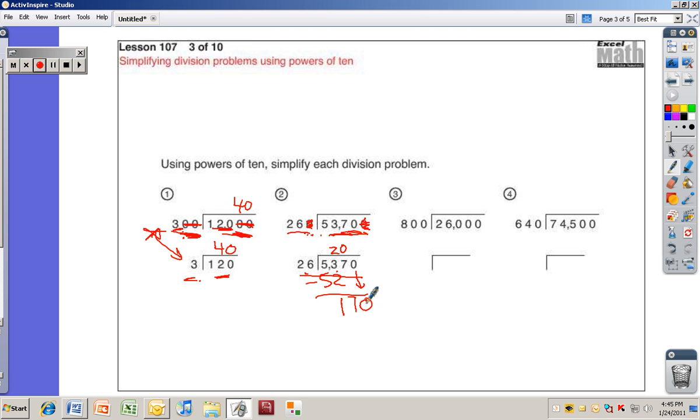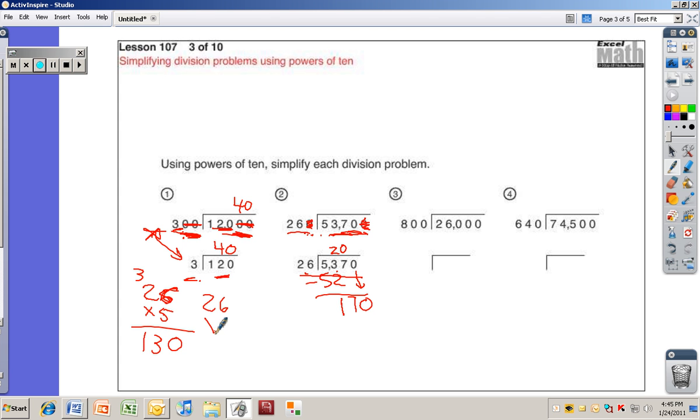How many times does 26 go into 170? Let's guess and check. How many times do you think? 5? Let's try 5. 26 times 5. 6 times 5 is 30. Carry the 3. 2 times 5 is 10, plus 3 is 13. Do you think that's big enough? No.